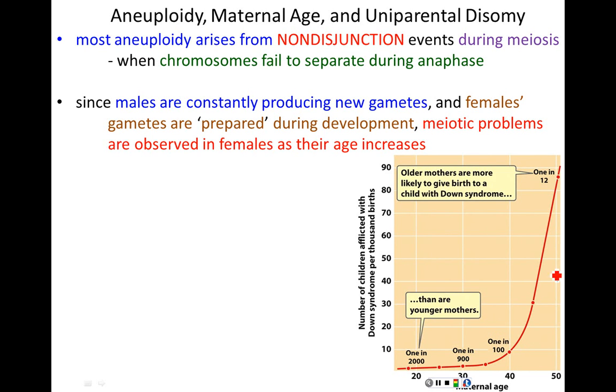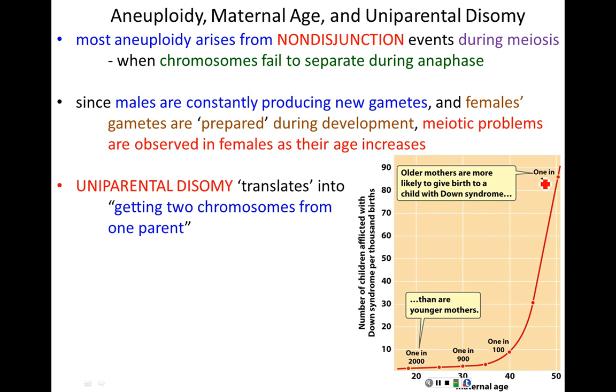And then at 50 years old, 1 in 12. So almost another tenfold increase. Almost a 10% chance, all other factors taken off the table. About a 10% chance of having a child with Down syndrome if a mother is getting pregnant at age 50. Father's age is almost insignificant in its contribution to this.